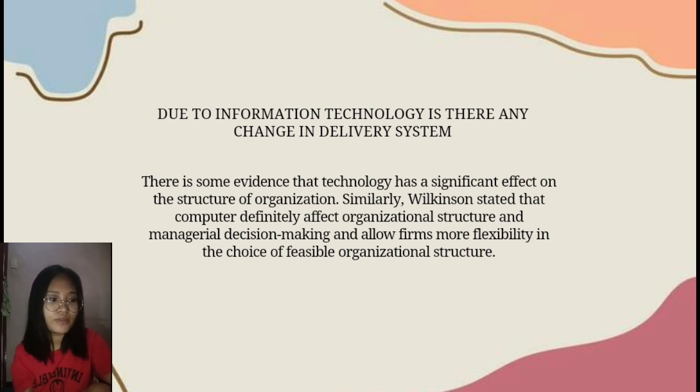Firms can choose to have a more decentralized structure where decision-making is spread across different teams or branches, thanks to the ease of communication and information sharing that technology provides. So in short, technology has made organizations more adaptable, flexible, and responsive to changes in their environment, allowing for a wider range of organizational structures to fit their needs.